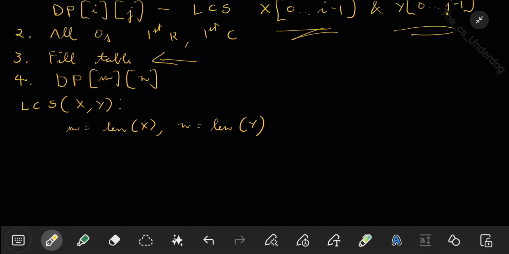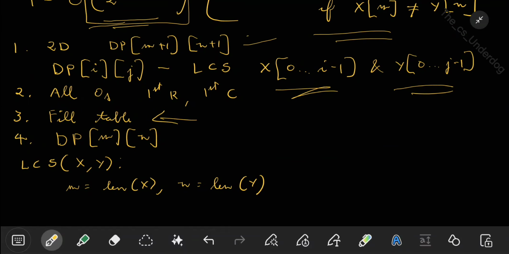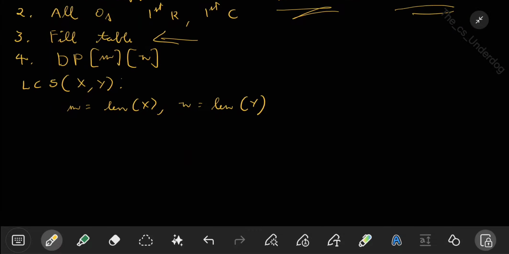What is the next thing? The next step is to have a 2D table dp of size m plus 1 cross n plus 1. This is the dp table. Initialize the table; it should have all zeros. It is not necessarily all zeros. If you simply have the first column and the first row as zeros, that should be good enough.